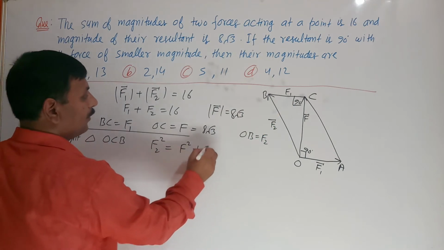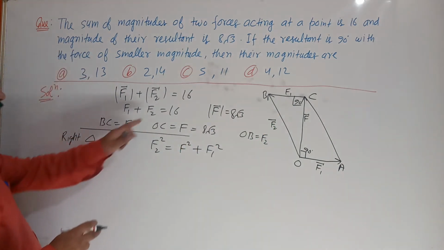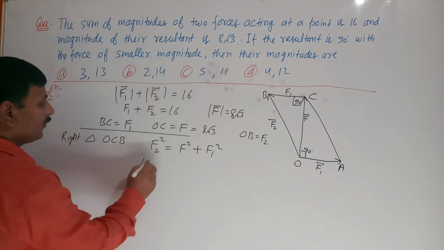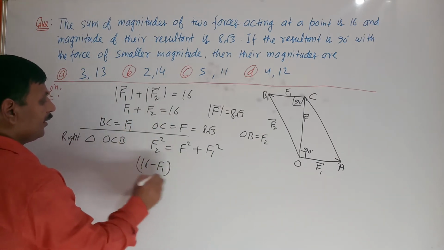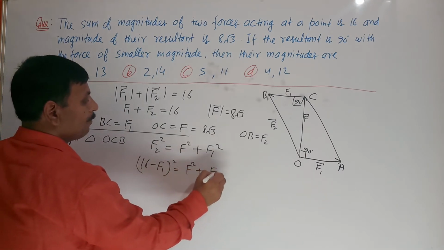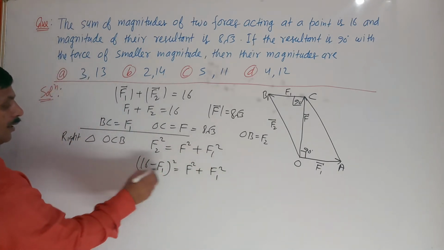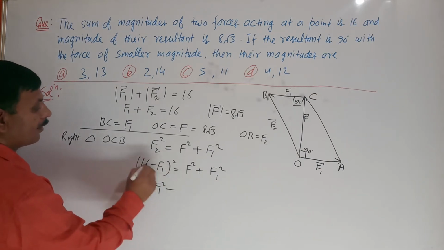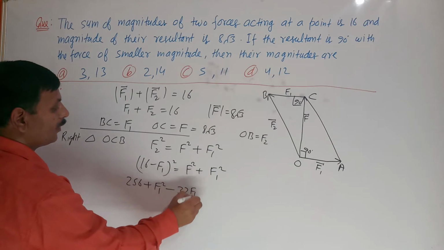F square plus F1 square. Here F2 is equal to what? 16 minus F1. So 16 minus F1 whole square is equal to what, beta? F square plus F1 square. (A minus B) whole square: 256 plus F1 square minus 32 F1.